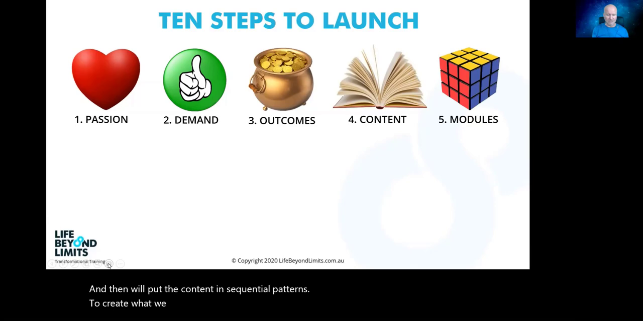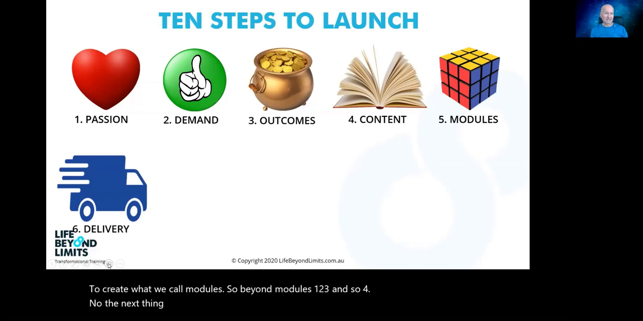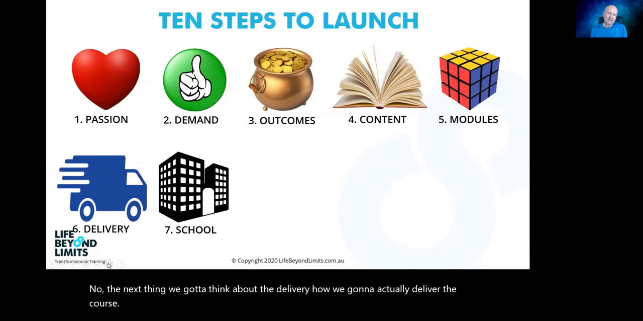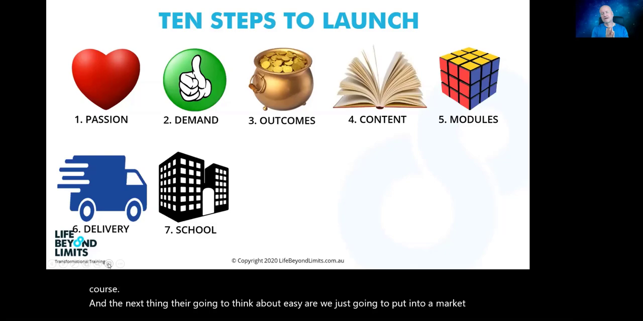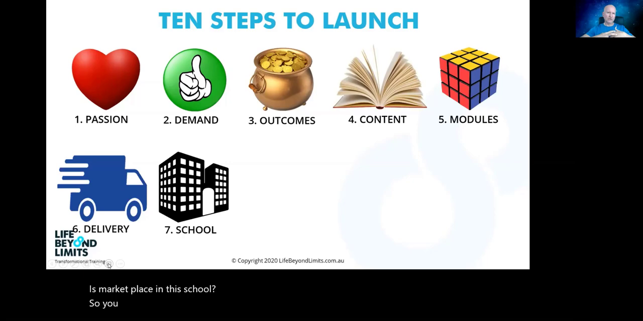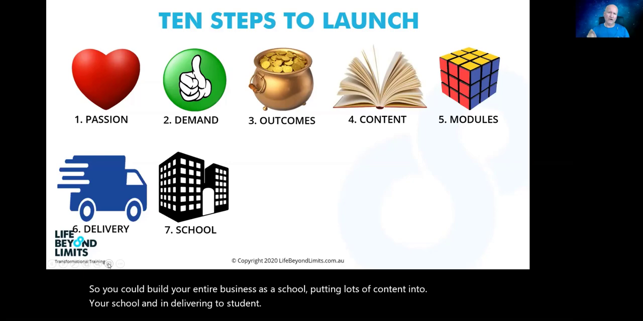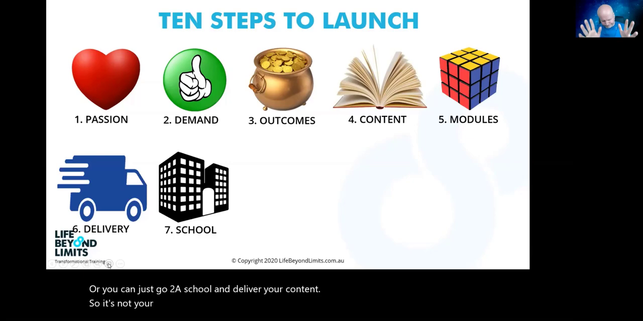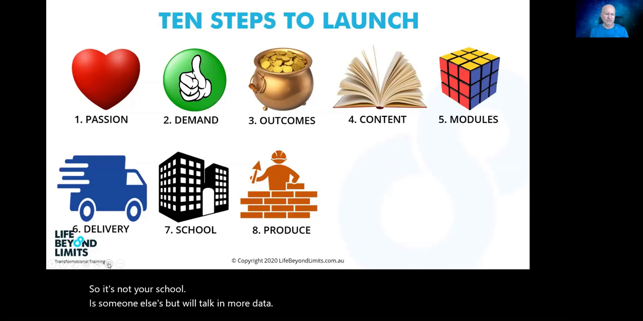Now, the next thing we've got to think about is the delivery. How are we going to actually deliver the course? And are we just going to put it into a marketplace space? Now, there's marketplace and there's school. So you could build your entire business as a school would, putting lots of content into your school and then delivering to students. Or you can just go to a school and deliver your content. So it's not your school, it's someone else's, but we'll talk in more detail. The next thing you need to do is produce the actual course itself, like film it, edit it, and get it ready, or produce your ebook or whatever it is, or your audios, or however you're going to actually deliver your content.